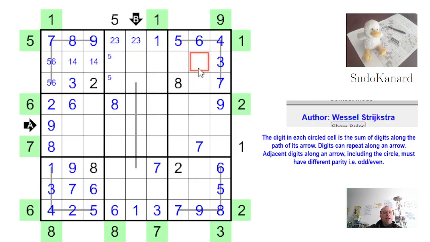Here I need 1, 2, and 9. 2 can only be here. That's a 9, that's a 1, because of that. This 1 goes there. Those are 3 and 4. There's a 3 here. Here 5 and 8.